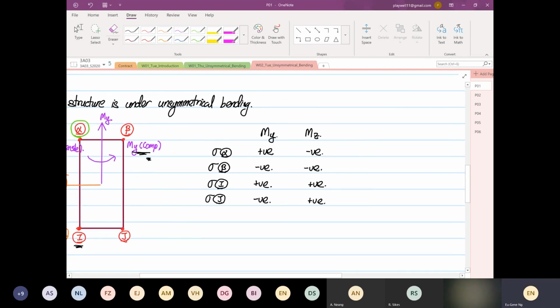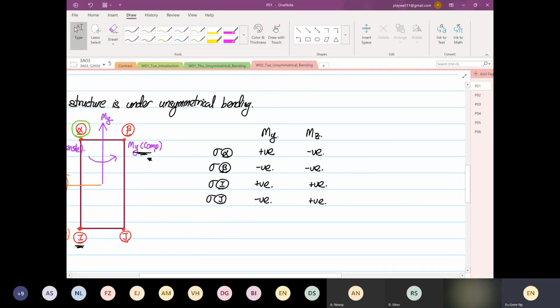So if you look at the direction of the moment inducing what? Stresses, we realize that point beta has the maximum compression. And then we realize that point I has the maximum tensile, right? And then the rest, alpha and J, they will never be the same. They will never be the same at all.